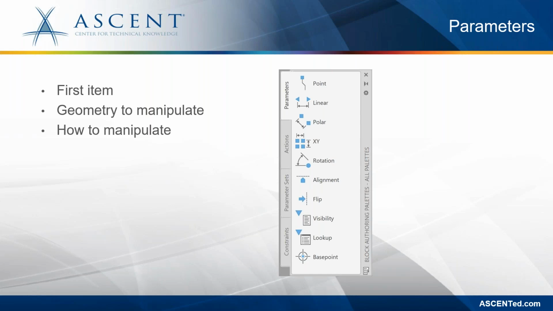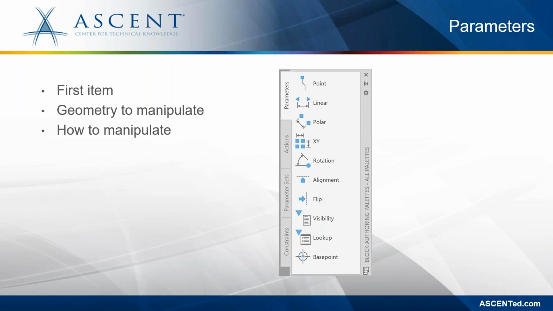Both of these need to be discussed together. So let's start with parameters. Parameters are generally the first item to be added to create dynamic blocks, and they define the aspects of geometry that need to be controlled by action. In other words, we need to define the geometry that we want to manipulate and how we want to manipulate it. On most parameters, you need to apply actions for them to work.